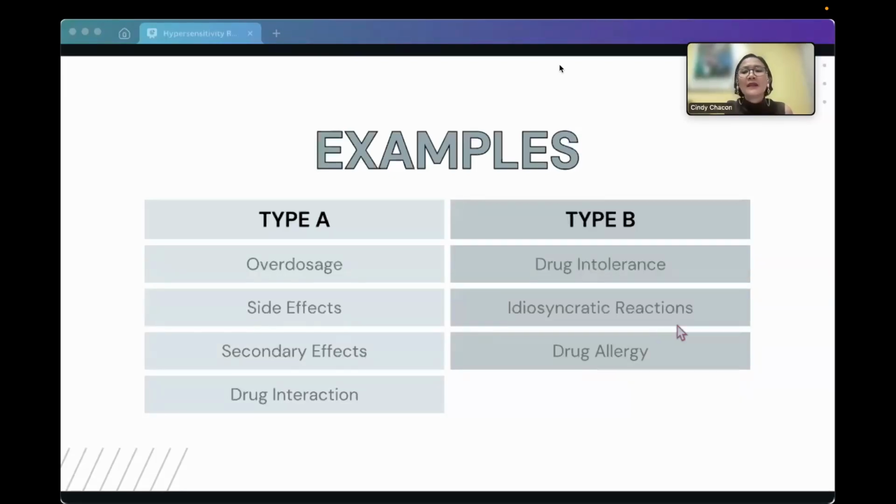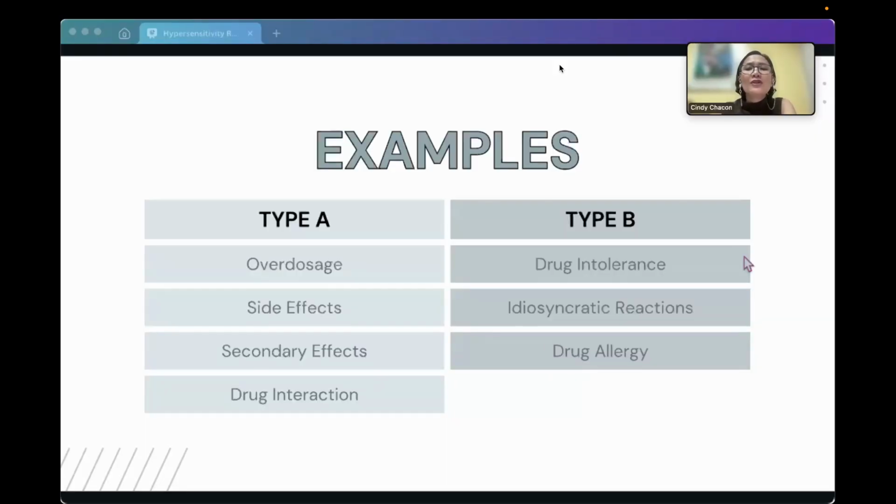Now, on the other side of the table are examples of your type B hypersensitivity reactions or your unpredictable reactions. You have here your drug intolerance, which is the undesirable pharmacologic effect that occurs at low and sometimes subtherapeutic doses of the drug without underlying abnormalities of metabolism, excretion, or bioavailability of the drug. So example of this would be when you have tinnitus when you take salicylates.